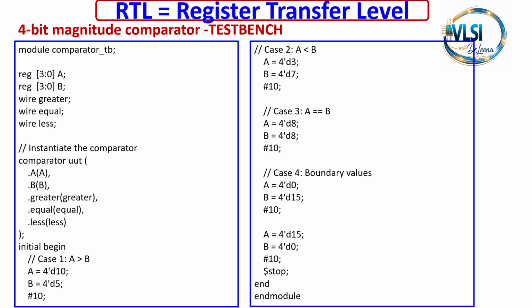So students, in this what we have done is, first we have given the inputs and output using reg and wires, and then we have instantiated it, and we have checked 4 cases. The first case when A is greater than B, and next case A is less than B, and then A is equal to B, and then we have tested it for boundary values, and we have ended the operation. So now let's see how the output table is going to be.